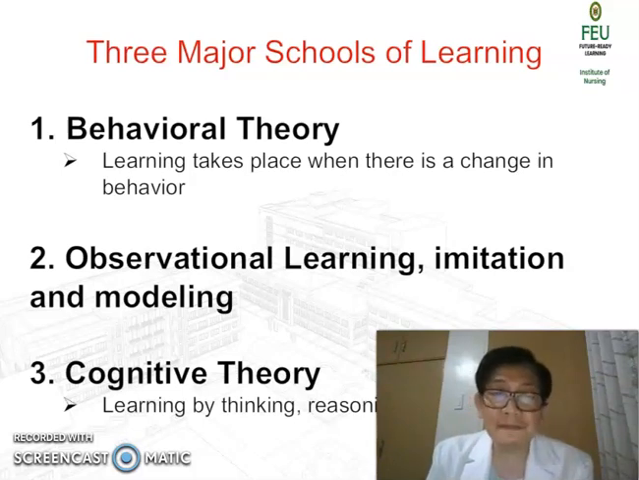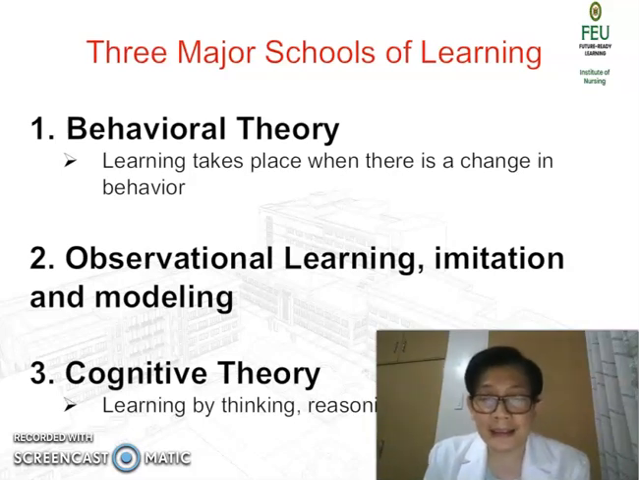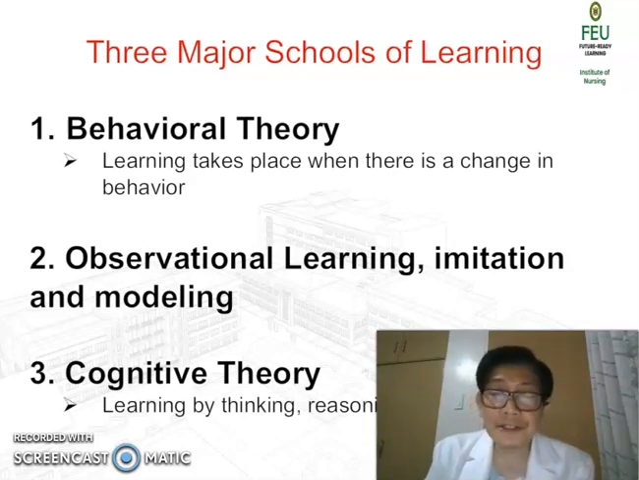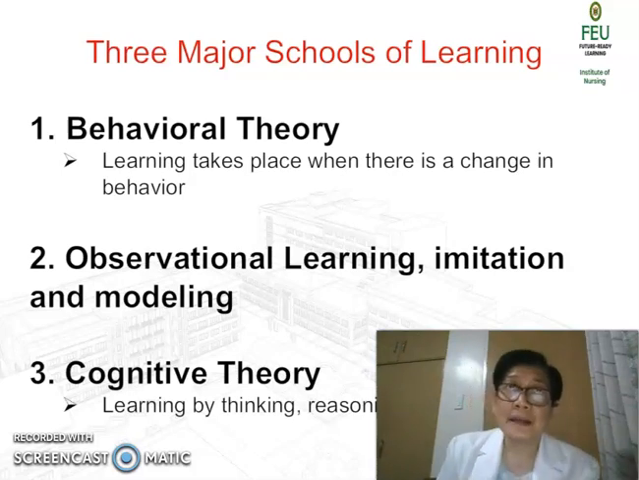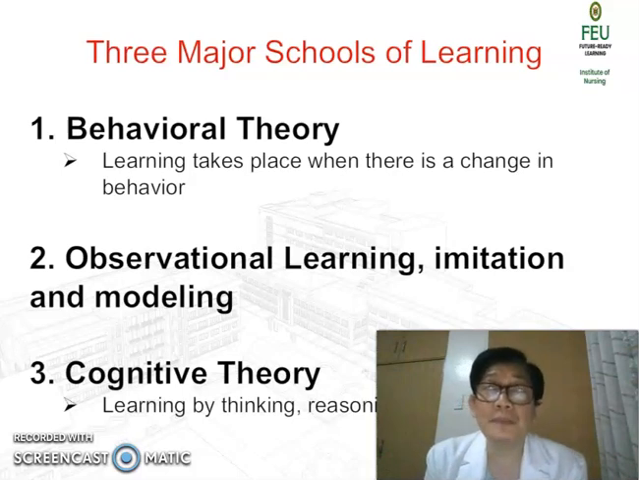Next is the cognitive theory, learning by thinking, reasoning, and transferring. Cognitive learning theory uses metacognition, which means thinking about thinking, to understand how thought processes influence learning. So this is the ability of the person to think critically.